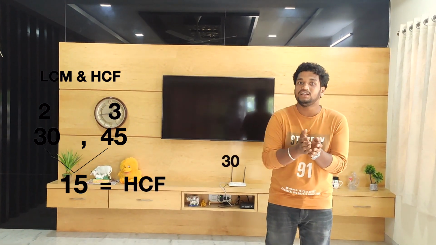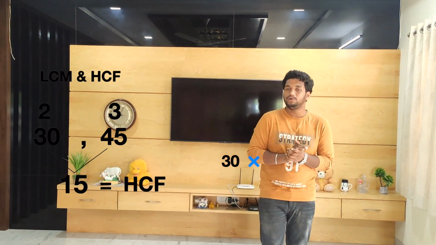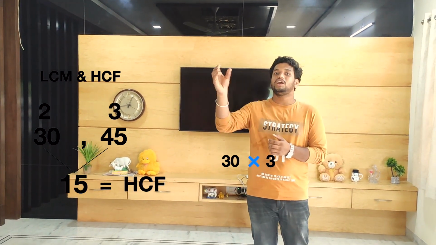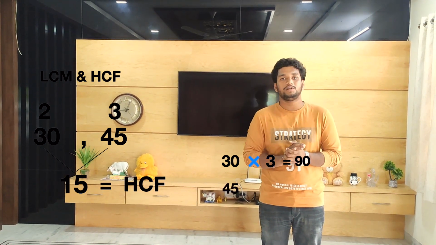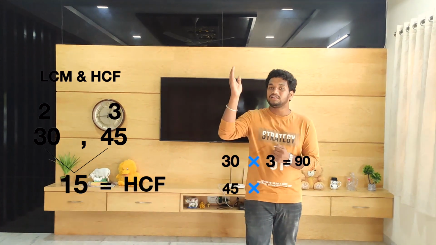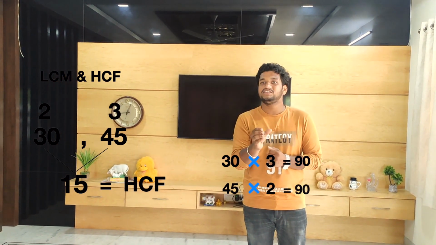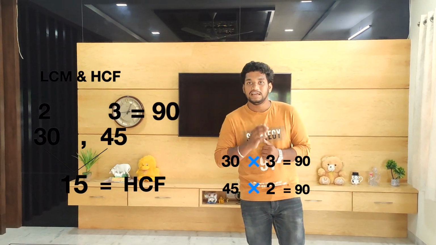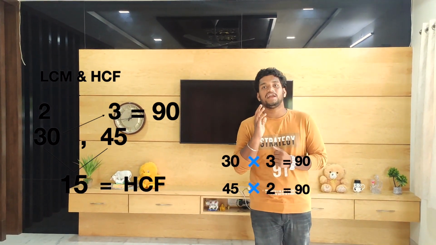Next, I have to find the LCM. How to find the LCM? I will do the cross multiplication. Now, 30 into 3, how much? 90. Or else 45 into 2, you will also get 90. Anyway, you will get the same number, and that number is your LCM. Now, what is the HCF and LCM for 30 and 45? HCF is 15 and LCM is 90.